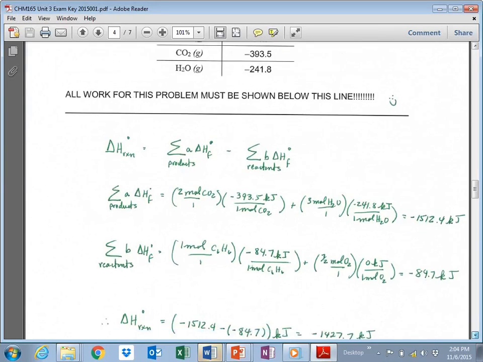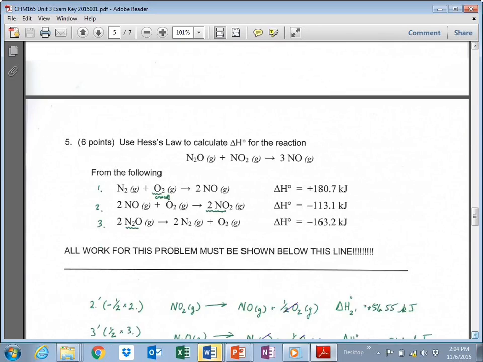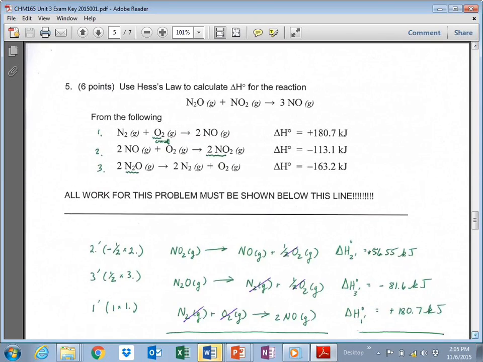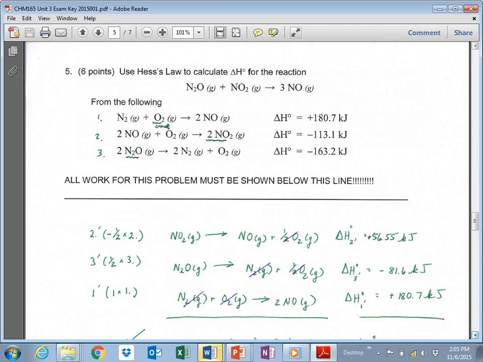And then on the next page, oh, Hess's law. So when I did this for my answer key, actually notice what I did.